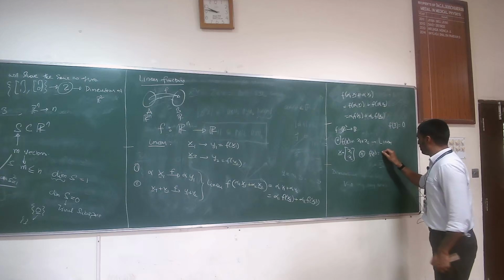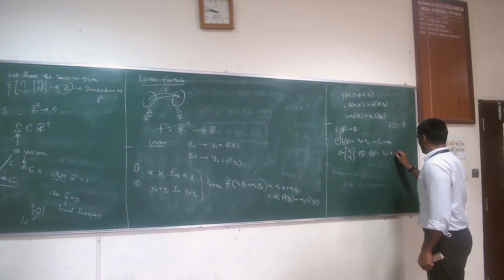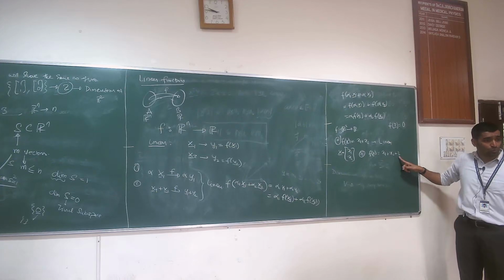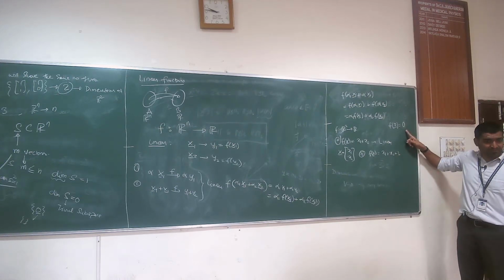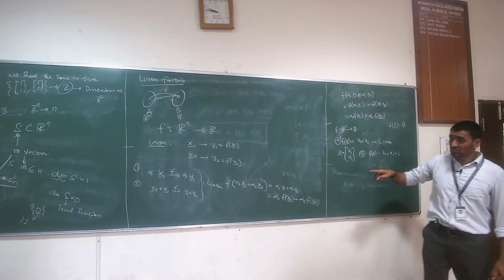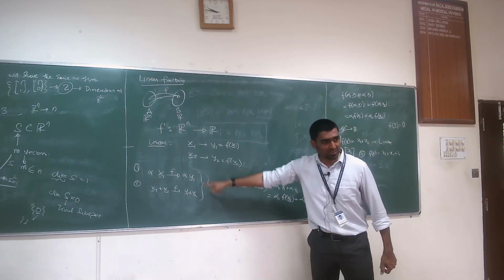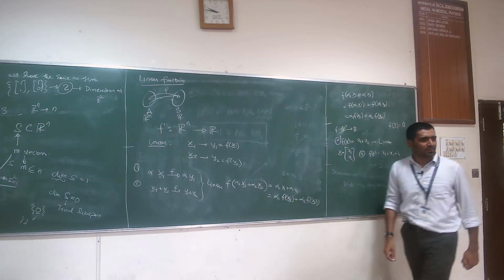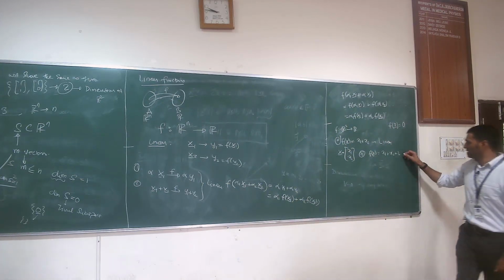I simply make one small modification: x1 plus x2 plus 2. This is not satisfied. So this is definitely not linear. But I want you to verify this using these two properties. You find that one or both of them are not satisfied. Okay? This is not linear.